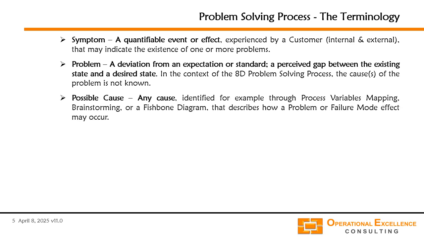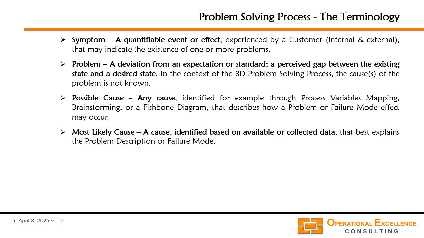Once we understand the true problem we need to solve, we need to identify possible causes. What are the possible causes of the problem that causes that symptom? We will discuss different tools such as process variables mapping, brainstorming, and fishbone diagrams that we can use to identify possible causes of a problem. After we identified possible causes, we need to find a way to narrow those down to the most likely cause or causes of the problem. Again, there are different problem-solving tools in the 8D problem-solving process we can use to reduce a large number of possible causes to a smaller number of most likely causes.